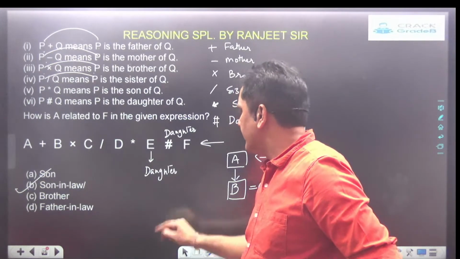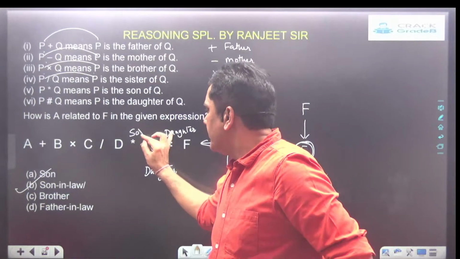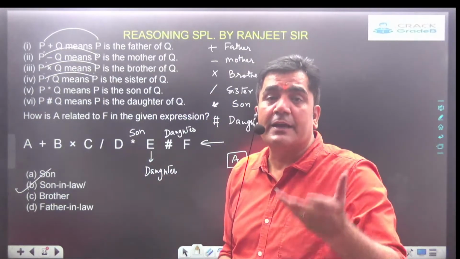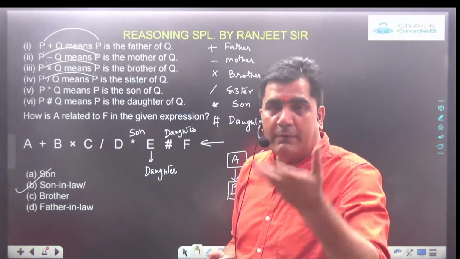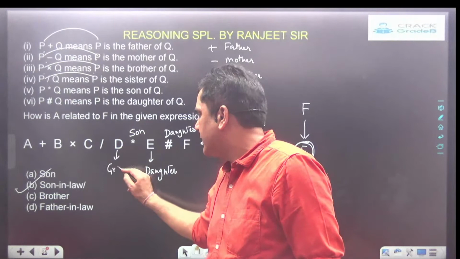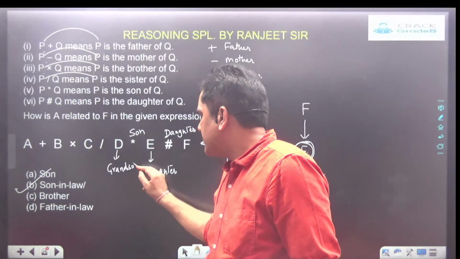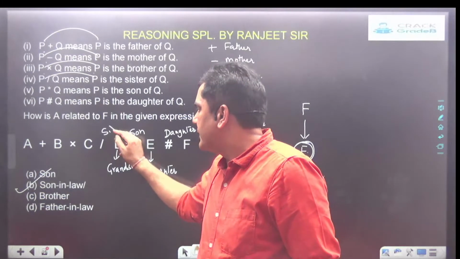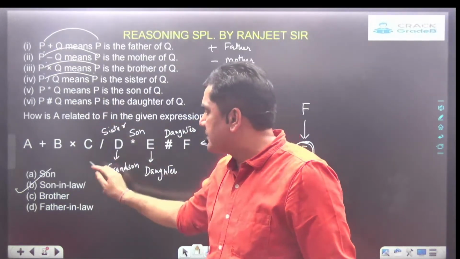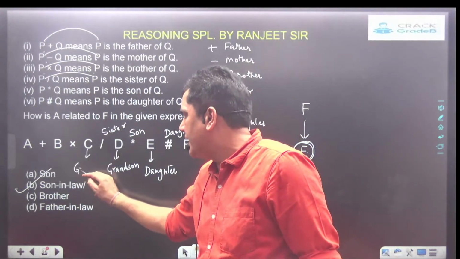Okay, next one. My daughter's son will be nothing but my grandson, so D becomes my grandson. Next one. My grandson's sister. This symbol stands for sister, so my grandson's sister is nothing but my granddaughter.